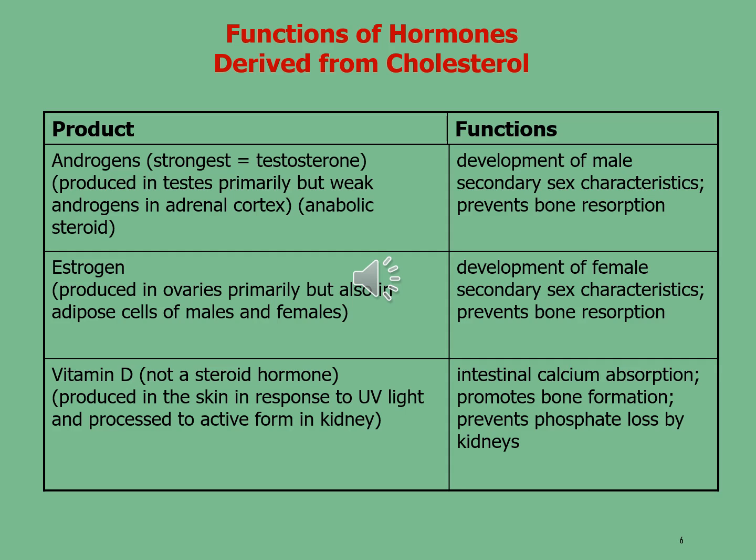The third hormone is vitamin D, not a steroid hormone, produced in the skin in response to UV light and processed to active form in kidney. It is used in the intestinal calcium absorption, promotes bone formation, and prevents phosphate loss by the kidneys.